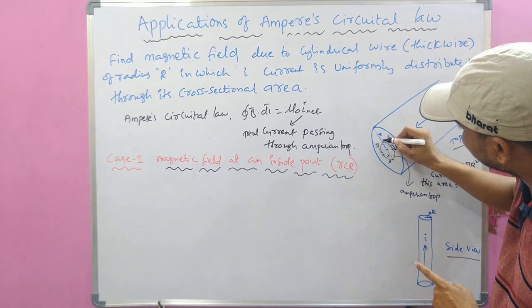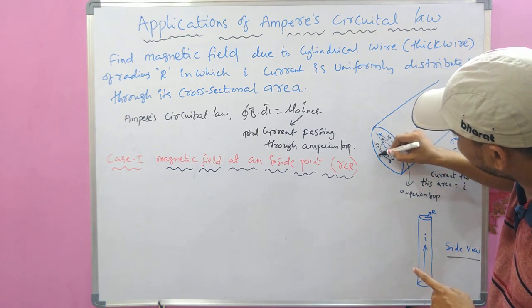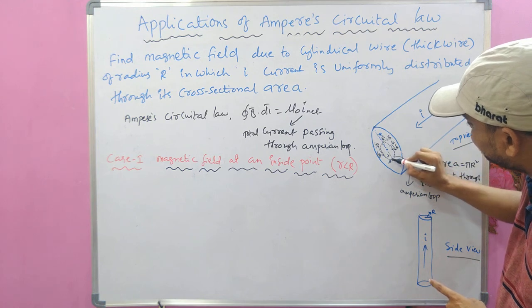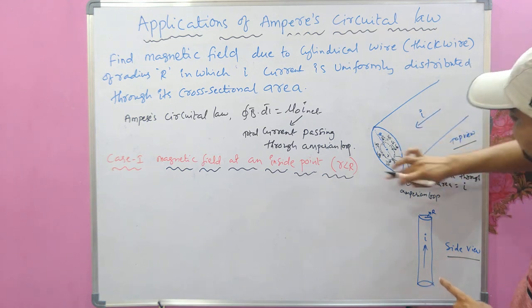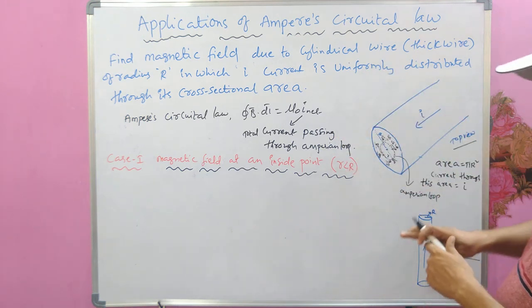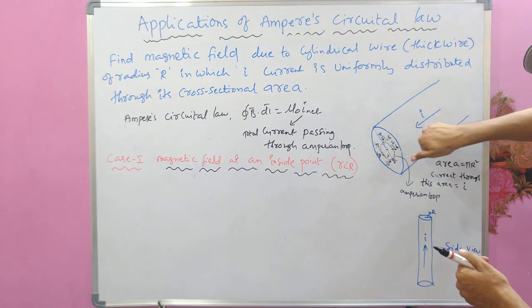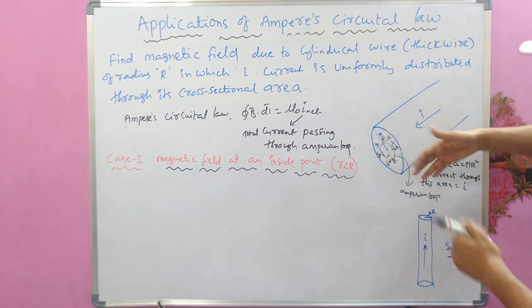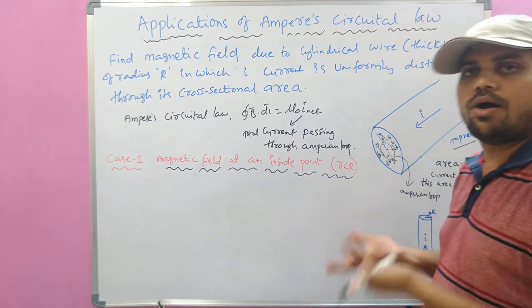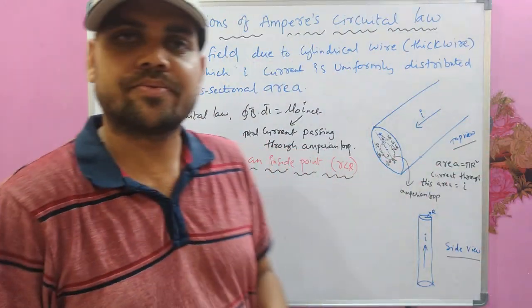DL is same, B is same, everywhere. If this is B, this is DL. So everywhere B and DL are in the same direction, because the path of the Amperian loop is chosen in such a way that it is in the direction of magnetic field. So B and DL are obviously in the same direction.